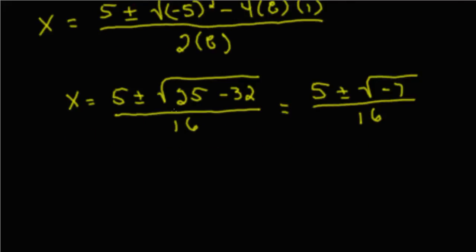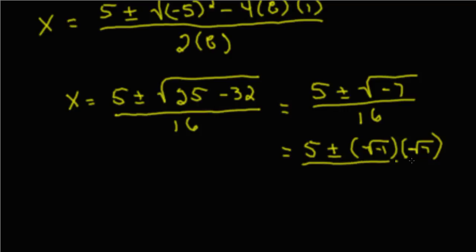So the square root of negative 7 is the same thing as saying plus or minus the square root of negative 1 times the square root of 7. We're just splitting it up. The square root of negative 1 times the square root of 7. And that is still divided by 16. So we can rewrite this as 5 plus or minus, the square root of negative 1 is i, times the square root of 7. 7 is a prime number, so the square root of 7 is the square root of 7. And 16.